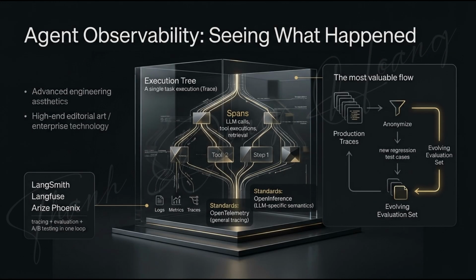You can't watch an agent think, so you reconstruct what happened from what it left behind, the same way a doctor reads vital signs instead of looking inside the body directly. The key idea is a trace and span structure. One full task execution is a trace, and every individual model call, tool call, or retrieval inside it is a span, all linked together into an execution tree.